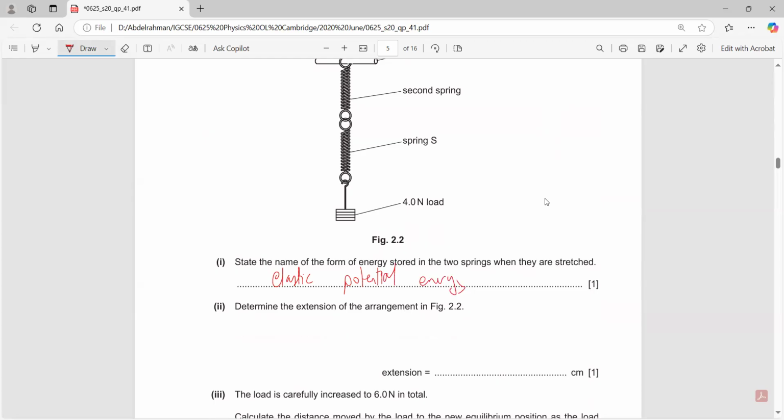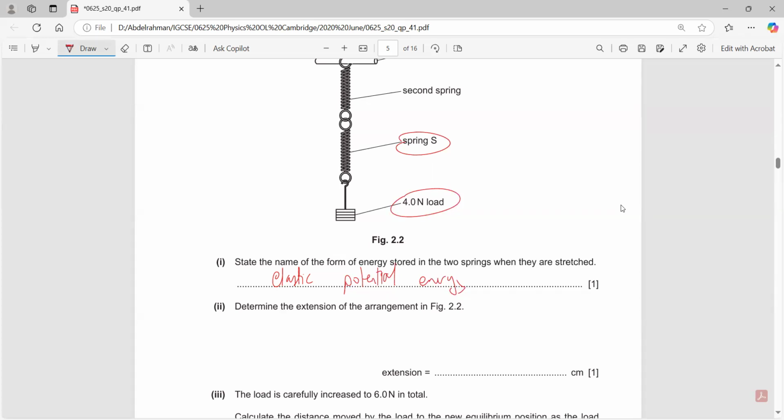Determine the extension for the arrangement. If we have two springs in series, what happens to the total extension? Total extension is multiplied by 2. What do I mean by that? Can I find the extension for spring S at 4 newtons? Yes. How can I do it?